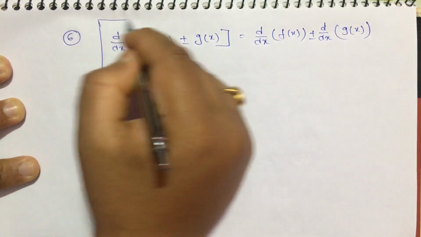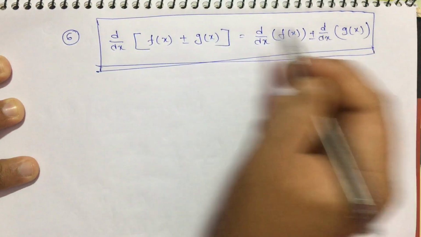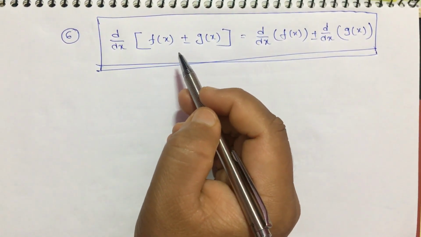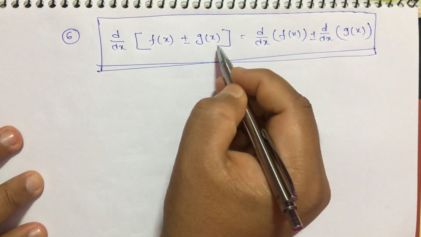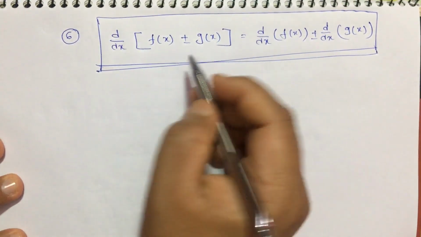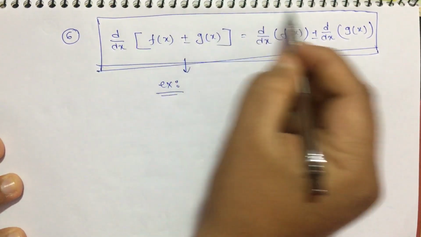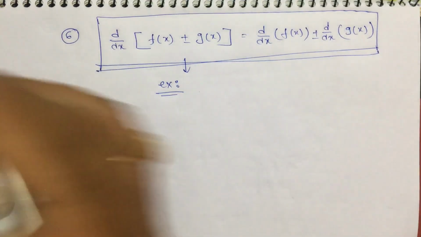Let me first tell you what f x and g x are. f x, as I have told, is a function of x, and if I represent another function of x which is different from f x, then I can write it as g x. Let us take an example. This looks difficult, but when you understand it in terms of an example, it is actually a very easy one.